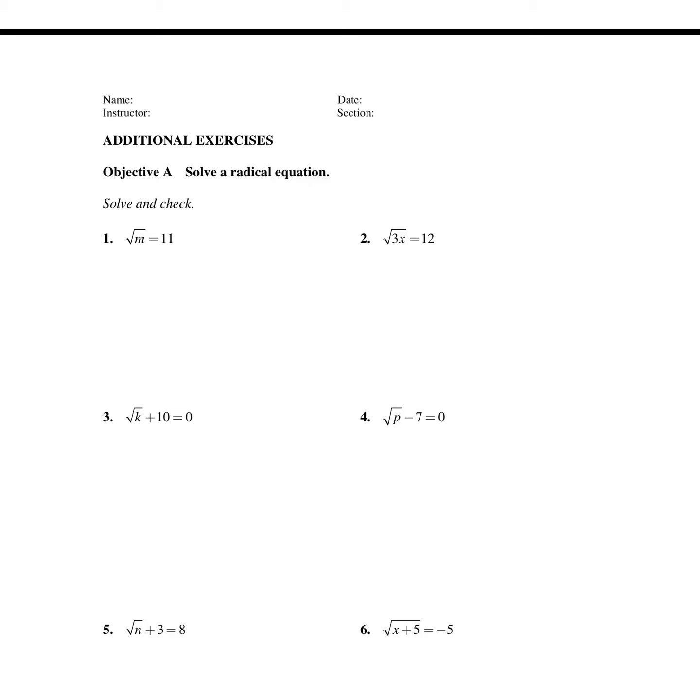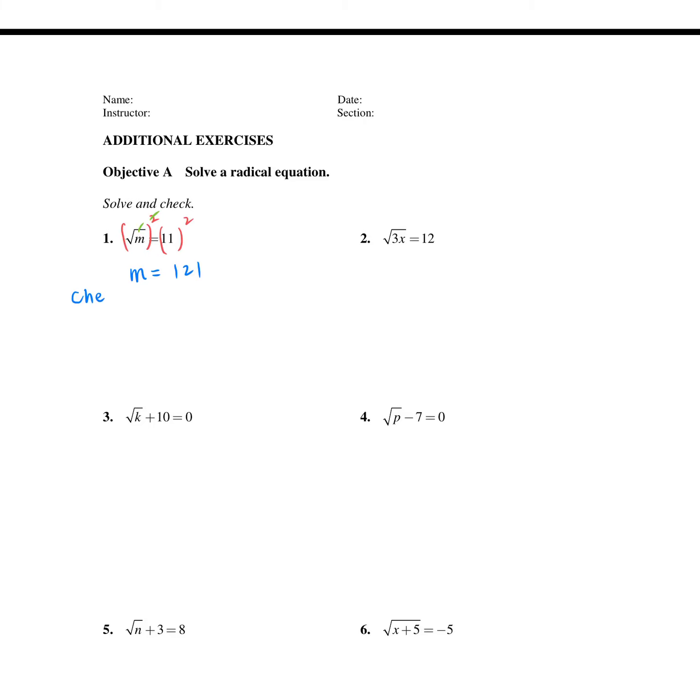The radical part is already isolated. It's on the left-hand side of the equation. If you already isolate the radical part, all you need to do is simply doing the inverse operation on both sides. Since the operation on the left-hand side is a square root, we will perform the inverse operation of square root, which is square on both sides. On the left-hand side, of course, the square root and the square, they're going to cancel out, and we will have an m on the left-hand side. On the right-hand side, you simply perform 11 squared, that is 121.